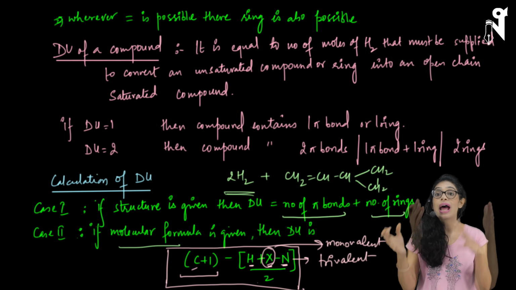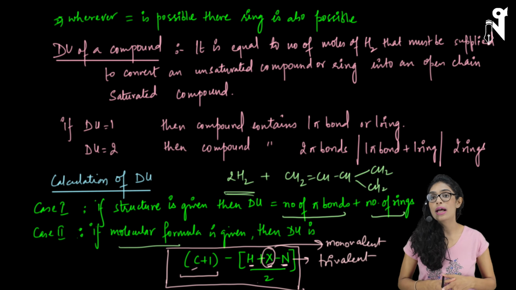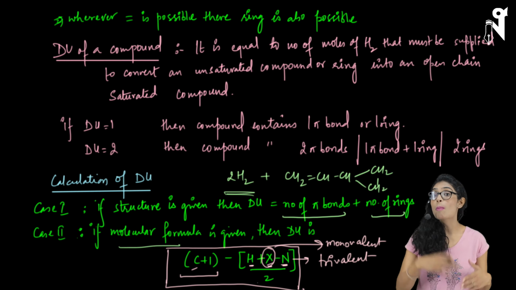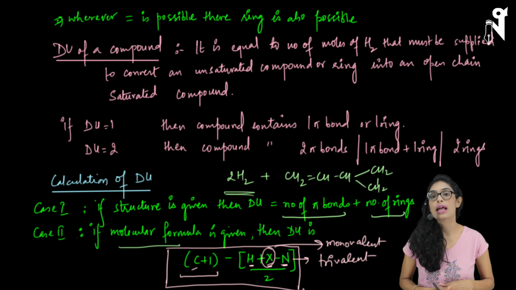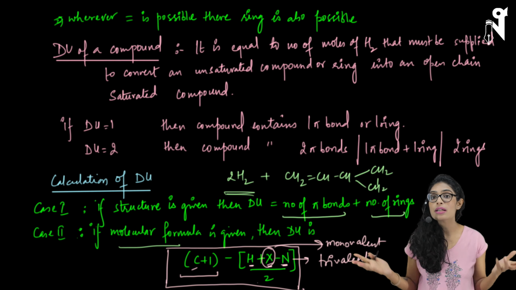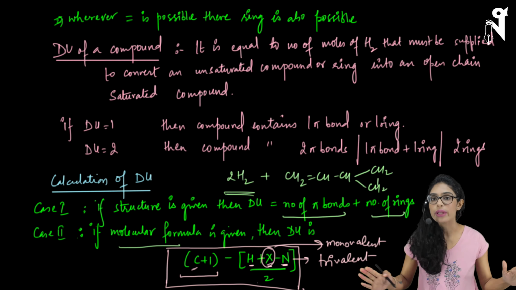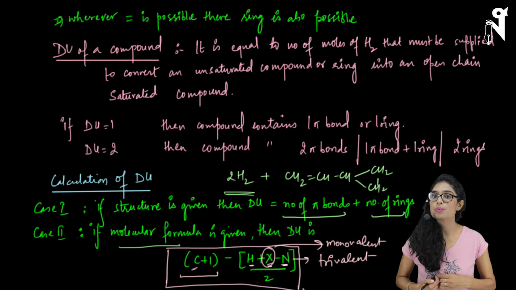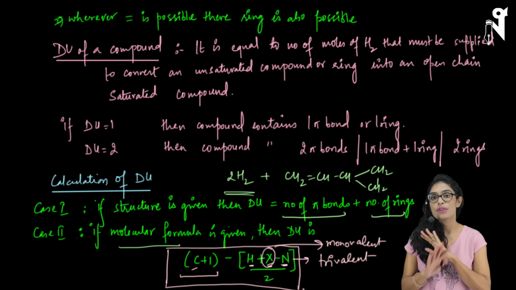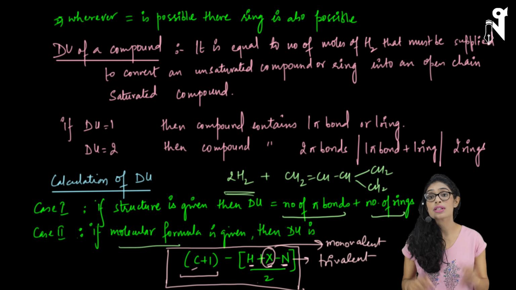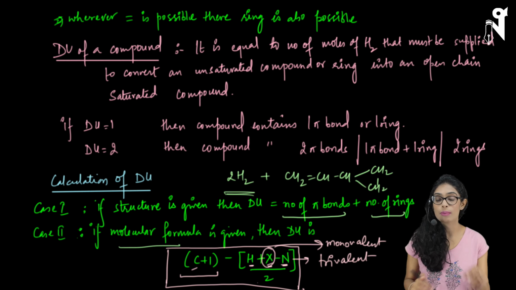So basically we are adding the monovalent atoms over here, the number of monovalent atoms minus the number of trivalent atoms. And then what about the divalent atoms? We are just going to simply ignore them. If we have any divalent atom present over there like oxygen, sulfur, we are not going to take its count in calculation of degree of unsaturation. This is very important and you have to remember this.